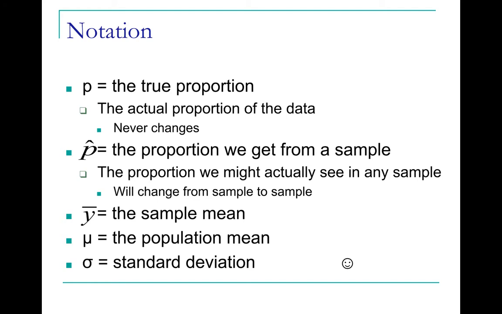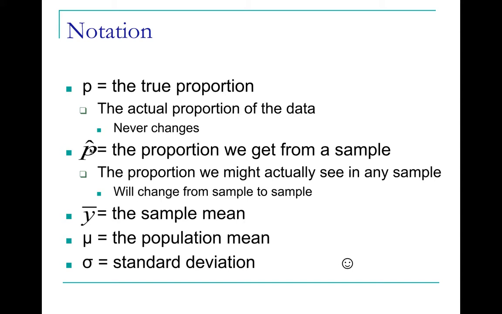I want to go through the notation that we will use with sampling distribution models, because this will be the same notation that we end up using throughout the rest of the year. So a lowercase p is the true proportion. This is the actual proportion of the data. It's never going to change. In flipping a coin, it would be 0.5, 50%.